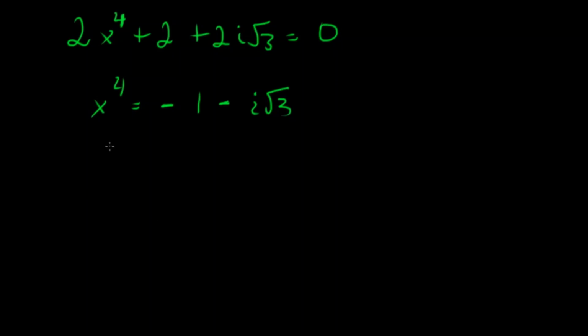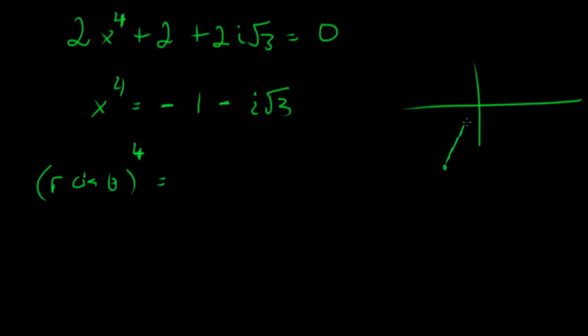Continuing from there, life is good when we are in polar form. So we're going to have r (cosine θ + i sine θ) to the fourth. We're looking for the polar form of x, and when is it equal to the polar form of this? So what is the polar form of this thing? We got negative 1, we got negative root 3.